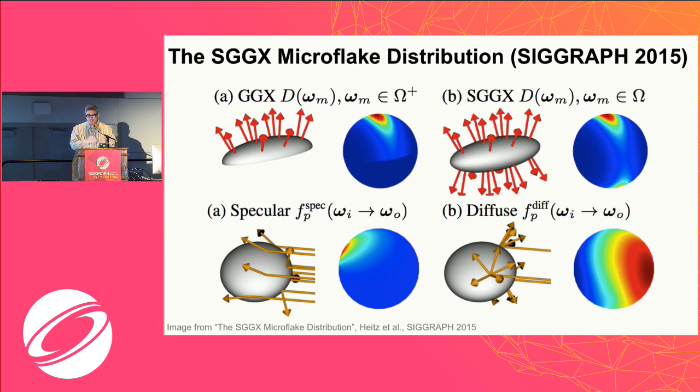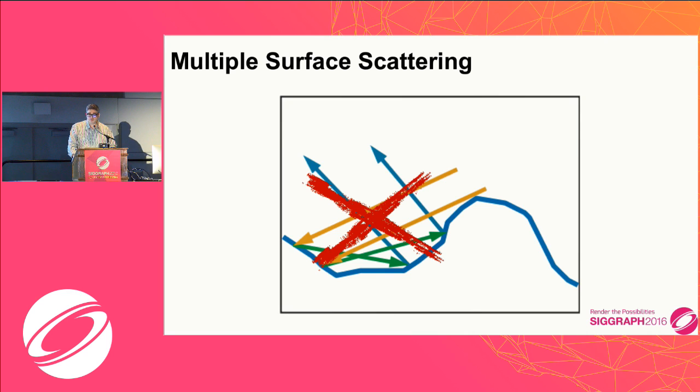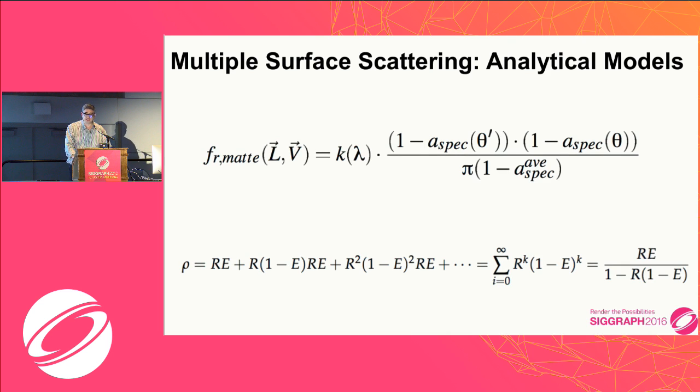And it turns out that SGGX had many mathematical advantages over the microflake distributions people were using before, and you can linearly interpolate it and do good importance sampling with it. So it definitely kicked off the sort of microflake usage. And switching gears for a moment, I talked before about the problem of not having multiple surface scattering.